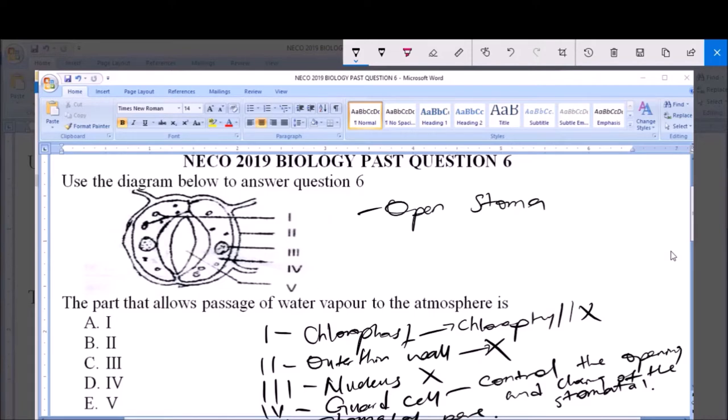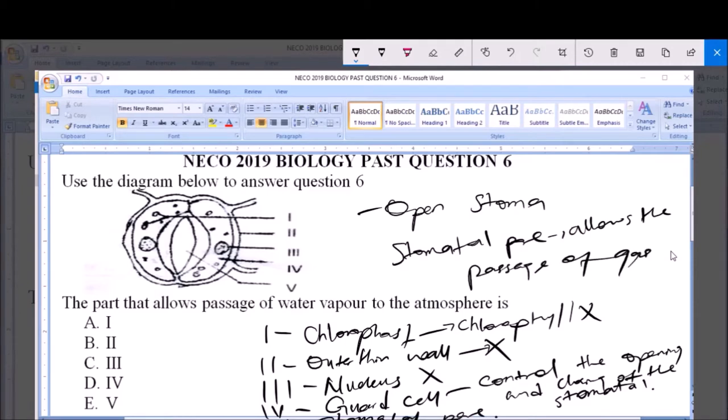Now, V here is the stomatal pore. It is this stomatal pore that allows the passage of gases. Although the guard cell regulates the opening and closing of the stomatal pore, still, the stomatal pore has the function of allowing the passage of the water vapor to the atmosphere. Like, you know, water vapor is a gas. So therefore, V is the correct answer, and that is option E, stomatal pore.